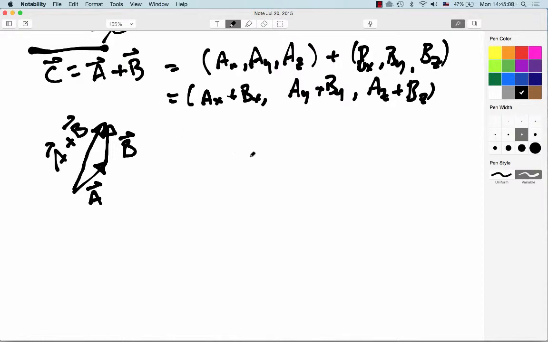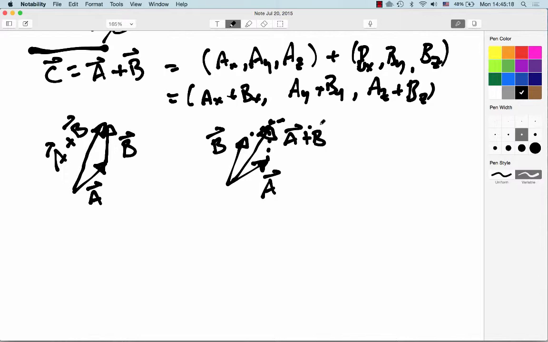We can also do it by what's called the parallelogram rule. What I can do there is I can put in my vector a like so, my vector b like so, and then I imaginarily complete the parallelogram, and that would be my vector sum a plus b.